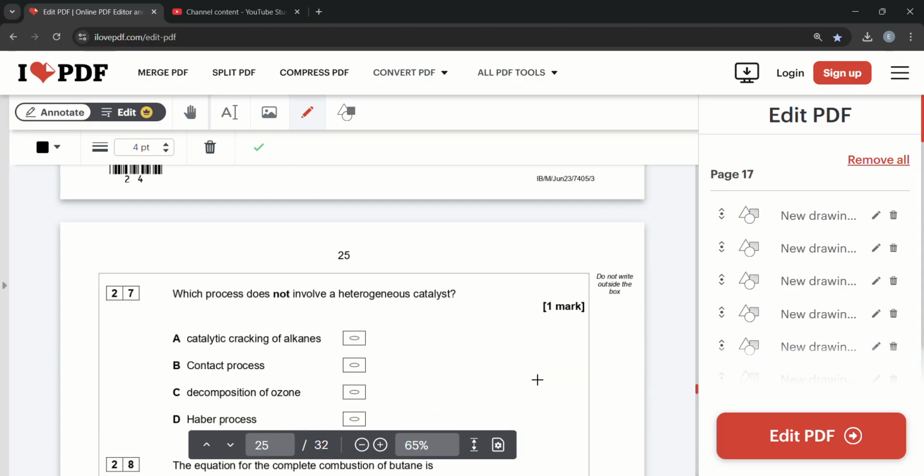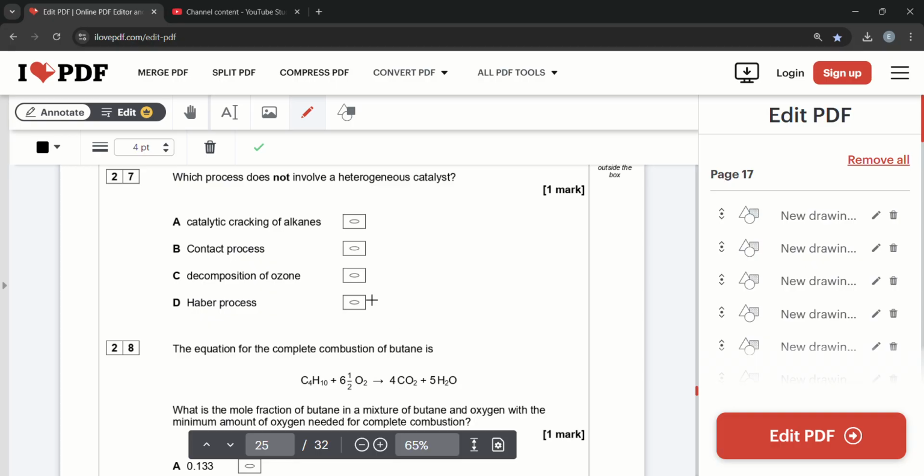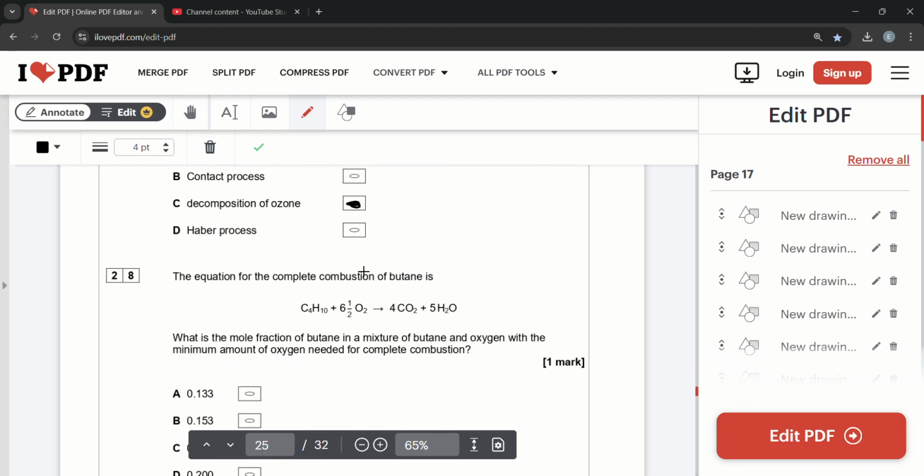Which process does not involve a heterogeneous catalyst? Catalytic cracking of alkanes, contact process, decomposition. Definitely not that. Why would that involve a heterogeneous catalyst?